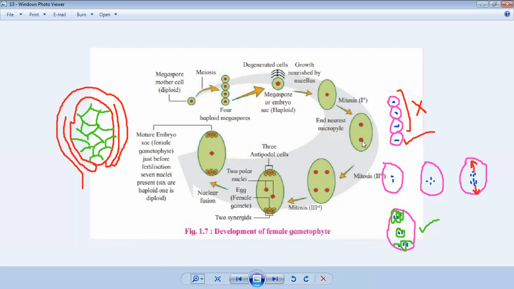Here you can see one nucleus becomes 2 nuclei, then the second nuclear division, so 2 become 4 nuclei, and 4 become a total of 8 nuclei. Okay, one nucleus from each end comes to the center. And 3 will remain at the opposite pole, these are the 3 antipodal cells. Then this is the egg apparatus, which consists of the egg cell, the female gamete, and the 2 synergids. 2 polar nuclei are there. Then further they develop as a secondary nucleus by nuclear fusion. Here is the mature embryo sac, that is the female gametophyte, just before fertilization.